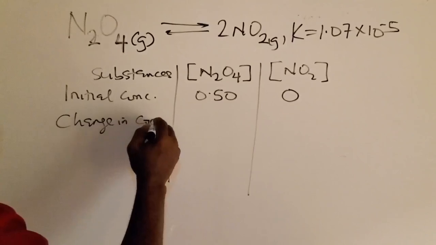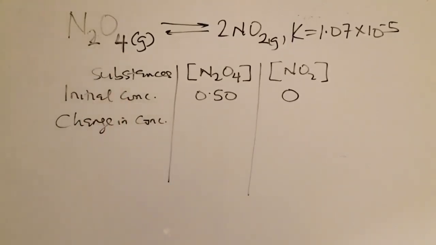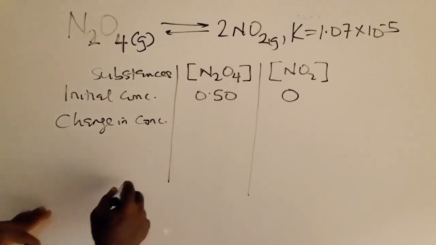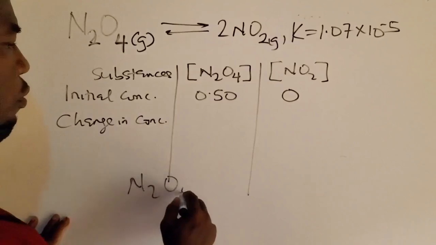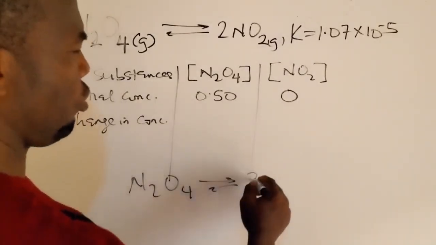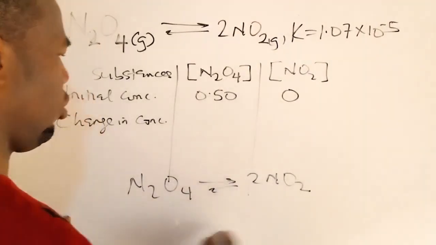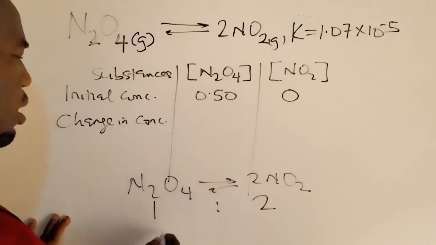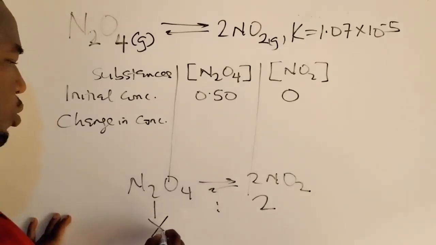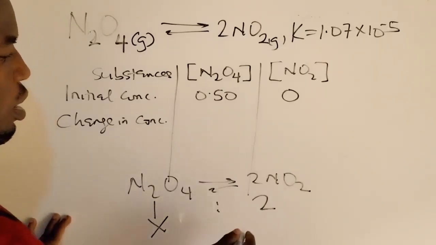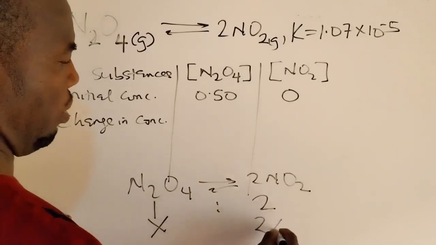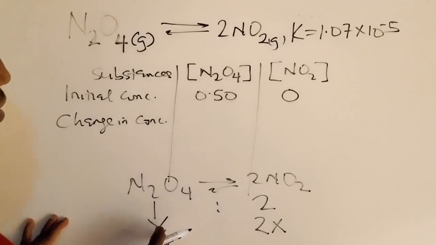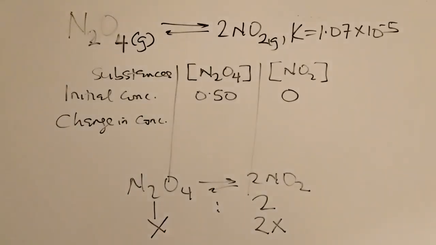To get the change in concentration, we refer to the stoichiometry of the reaction. You see that for the balanced equation, we have N2O4 giving us 2NO2. 1 mole of this gave us 2 moles of that. If S moles of this decomposes, we're going to have 2S obtained from this side, that is 2 times S. So you see how I did it.